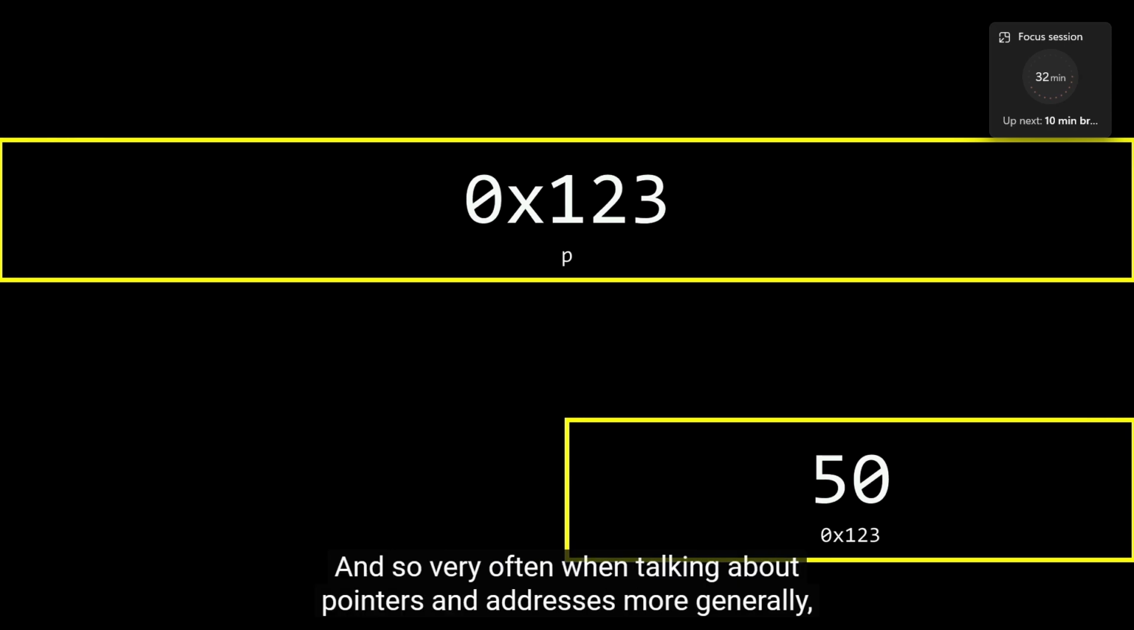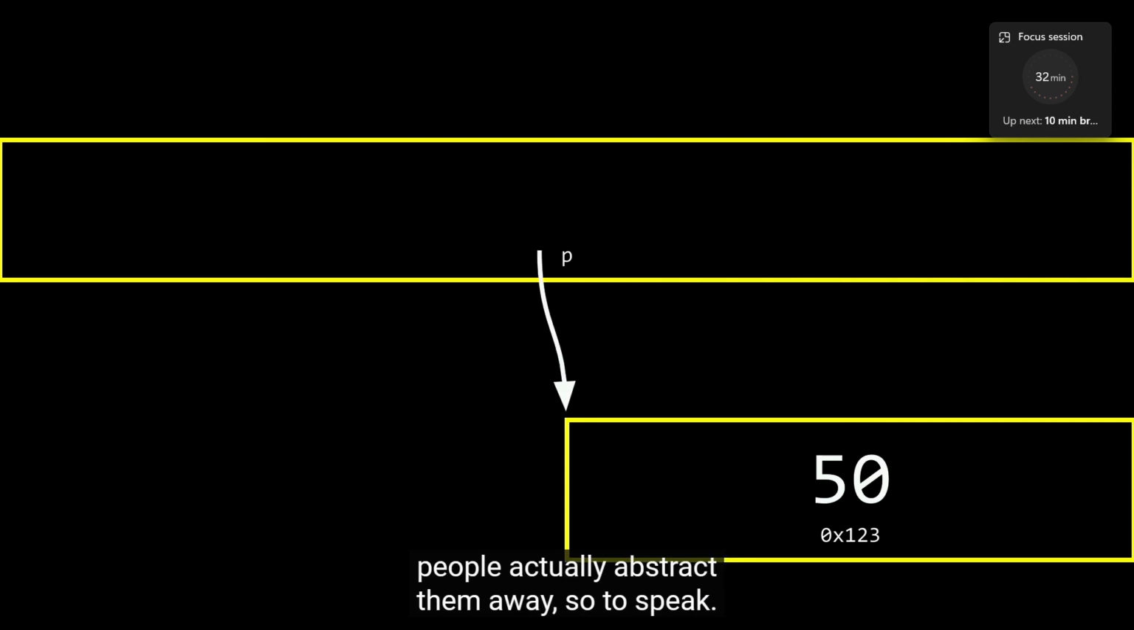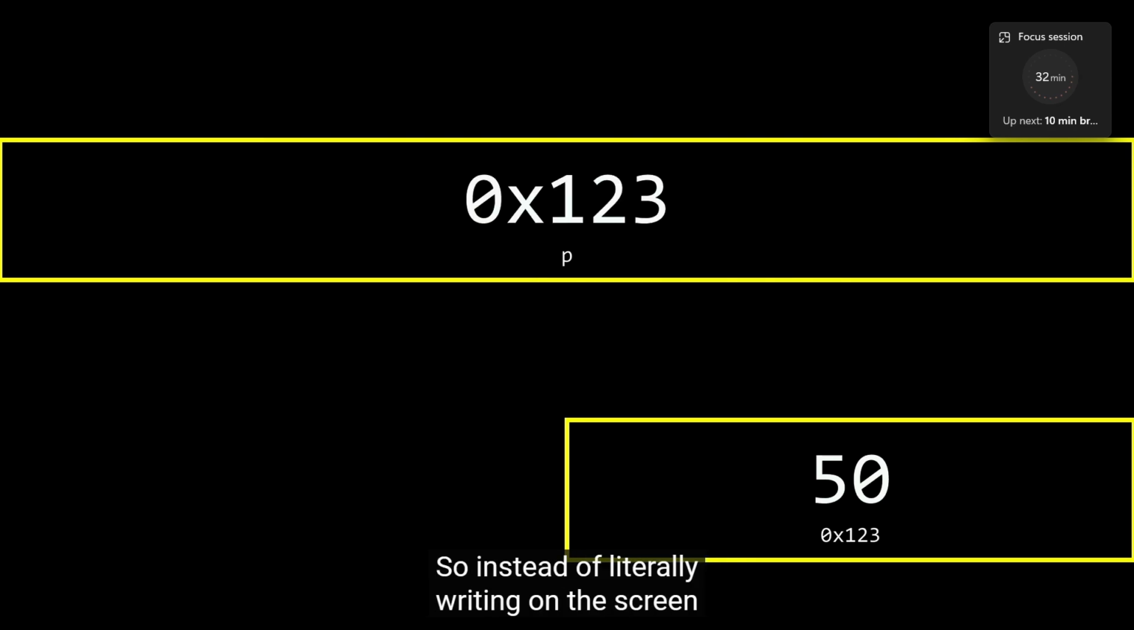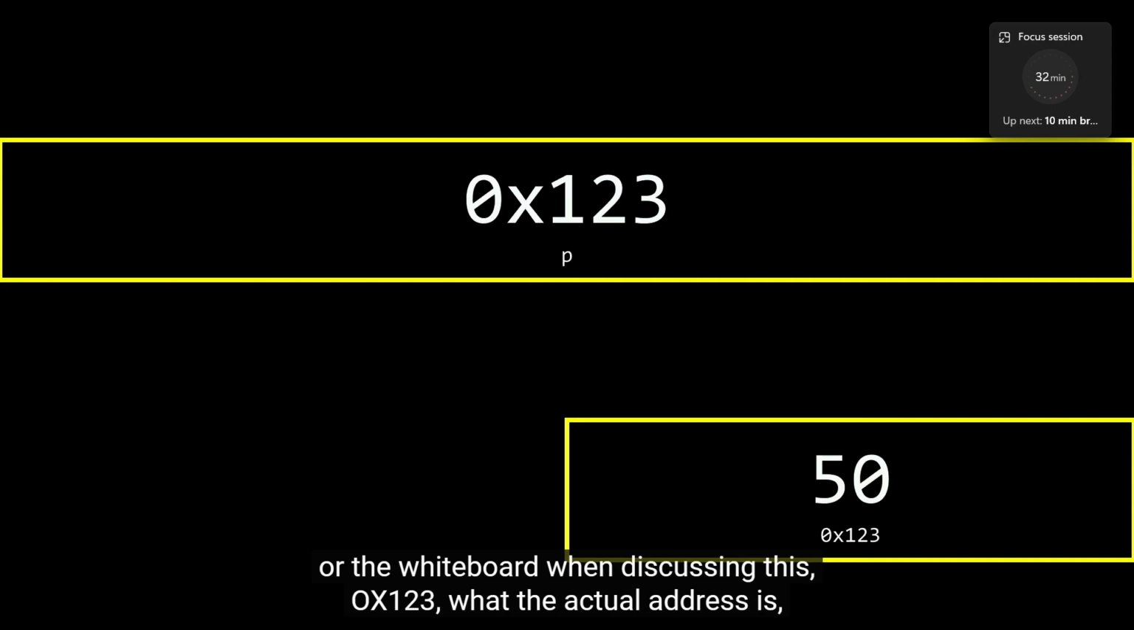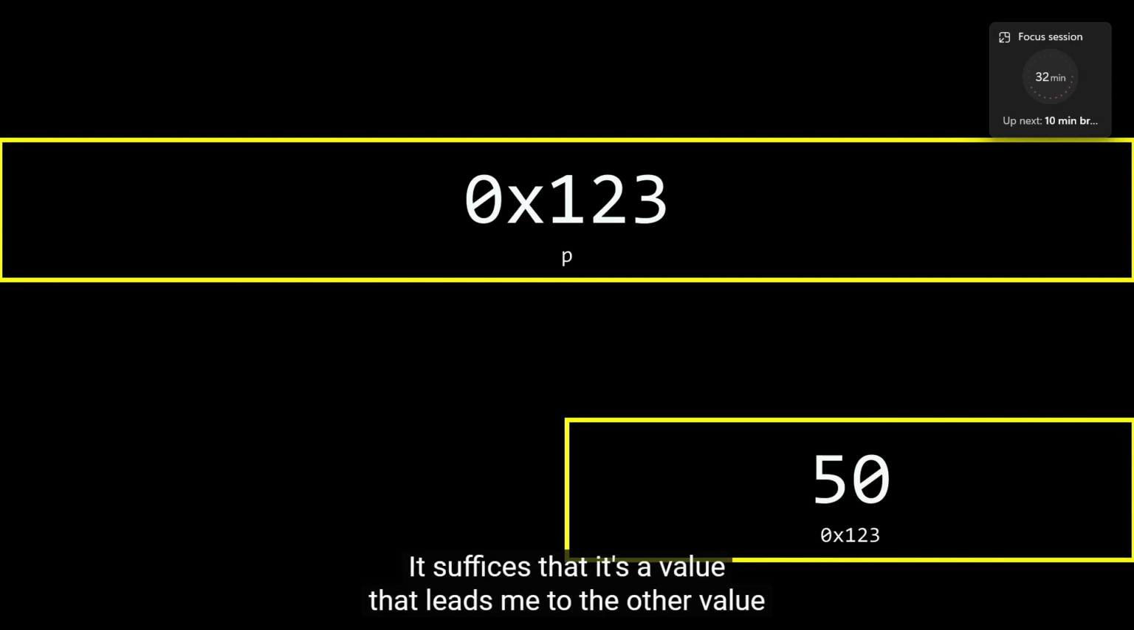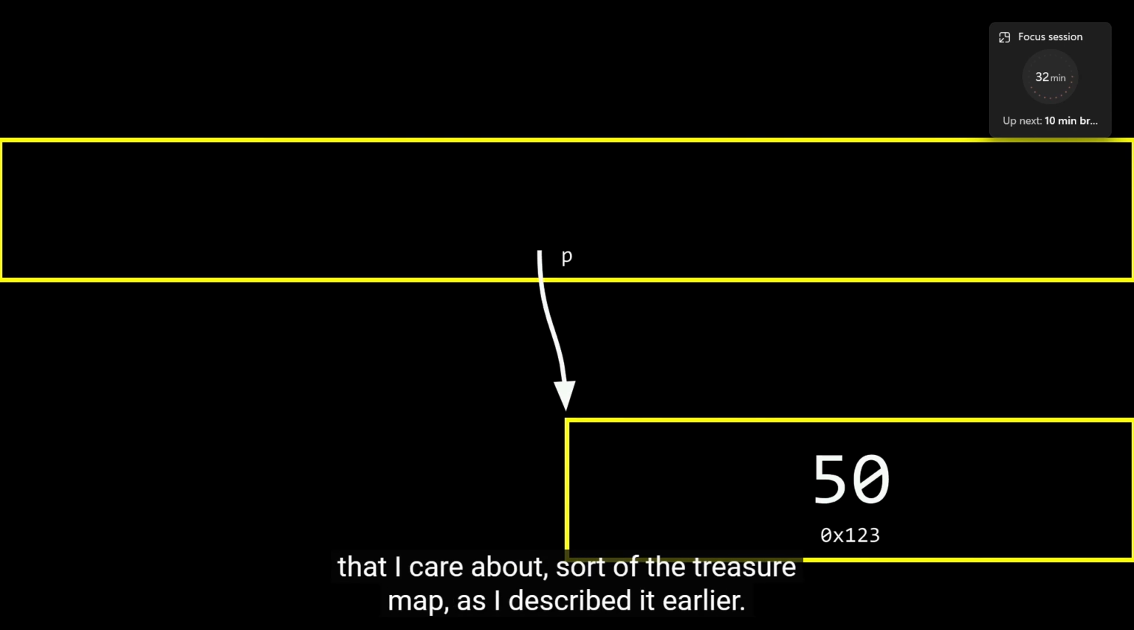And so very often when talking about pointers and addresses more generally, people actually abstract them away, so to speak. So instead of literally writing on the screen or the whiteboard when discussing this, 0x123, what the actual address is, who cares what it is? It suffices that it's a value that leads me to the other value that I care about, sort of the treasure map as I described it earlier.